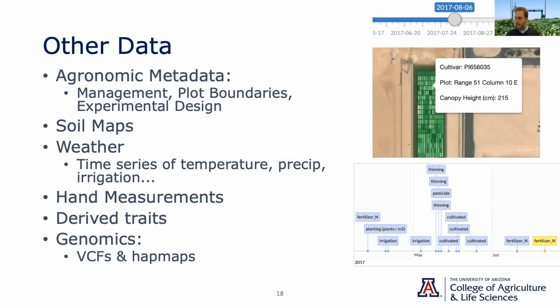There's the agronomic metadata that I've provided some examples of over on the right. The geospatial plot boundaries, which are key for linking cultivars or the genotypes to the images. You have information about the experimental design and the agronomic managements, which you can see in the lower right. We also have the weather data, hand measurements, a lot of derived traits, and finally the genomics data.